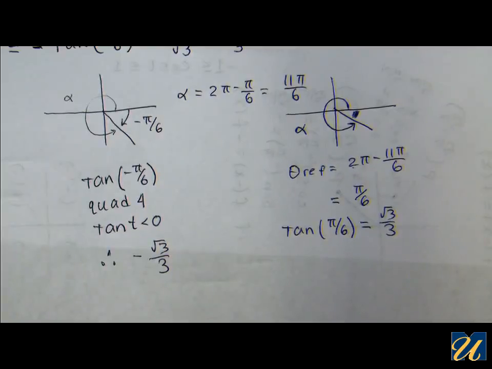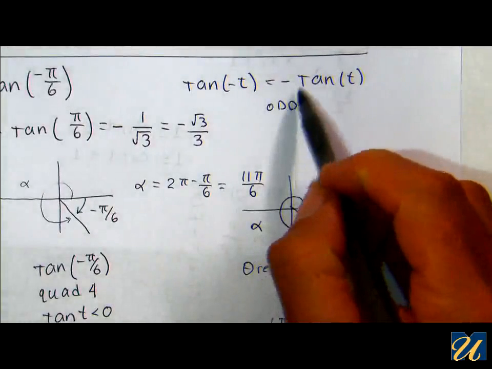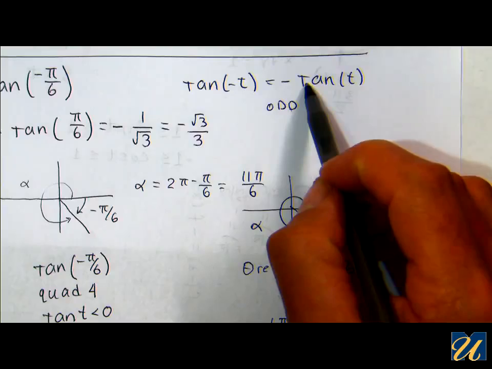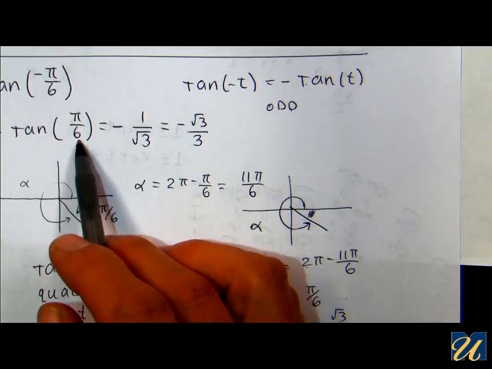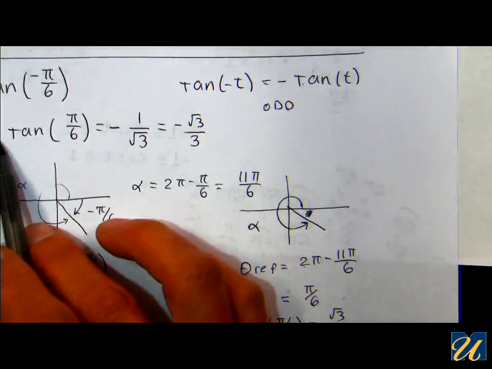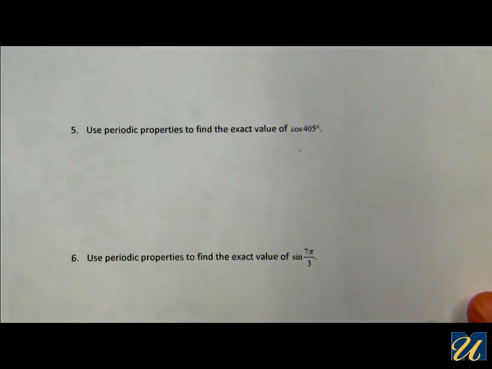But because the tangent is an odd function, we can use this property and shortcut it immensely by simply getting the tangent of pi over 6 and taking the negative of that and obtaining the answer in that way. There's always more than one way to do things. It's good to know more than one way. Let's see what else we got here.